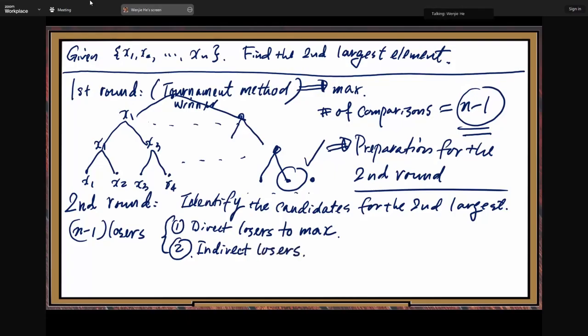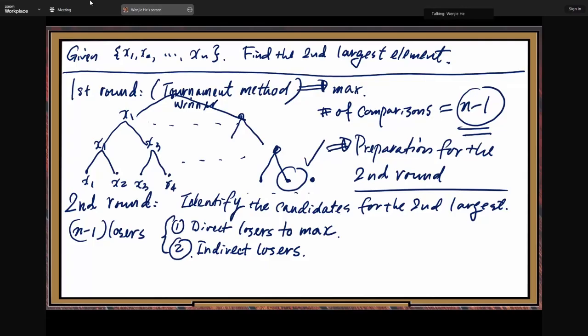Indirect losers. These losers didn't play against the max directly. They do not have a chance to play with the champion, the final champion. Before they can play against the champion, they are eliminated. We understand in this way. So after we do this characterization, two categories.